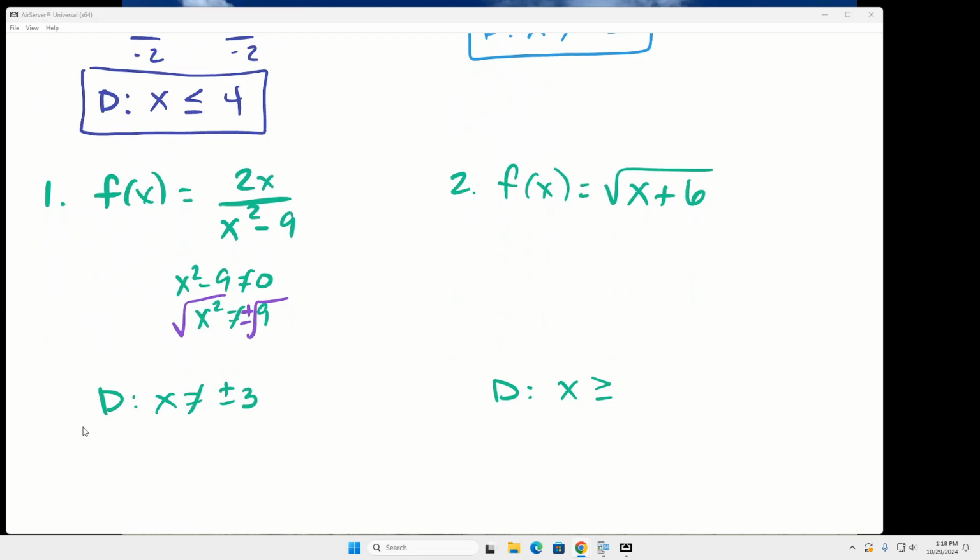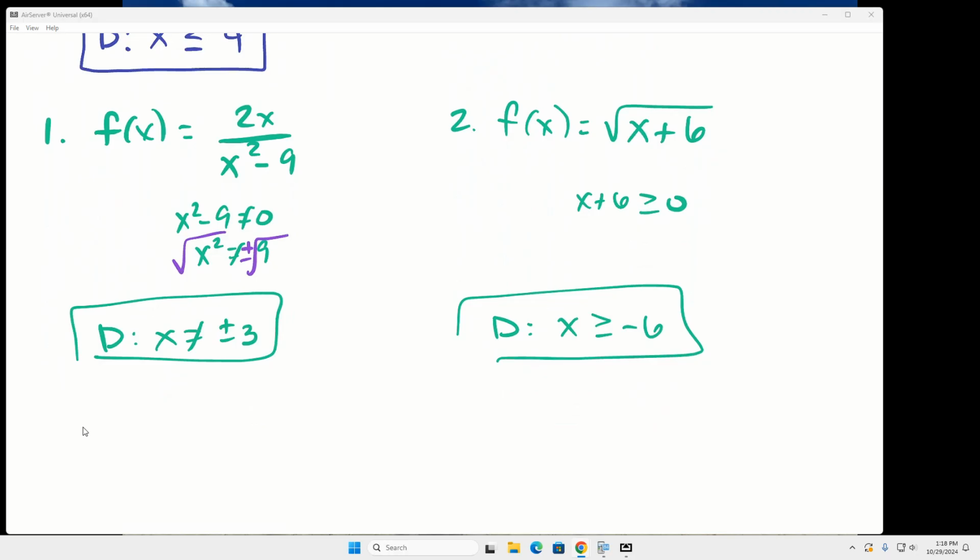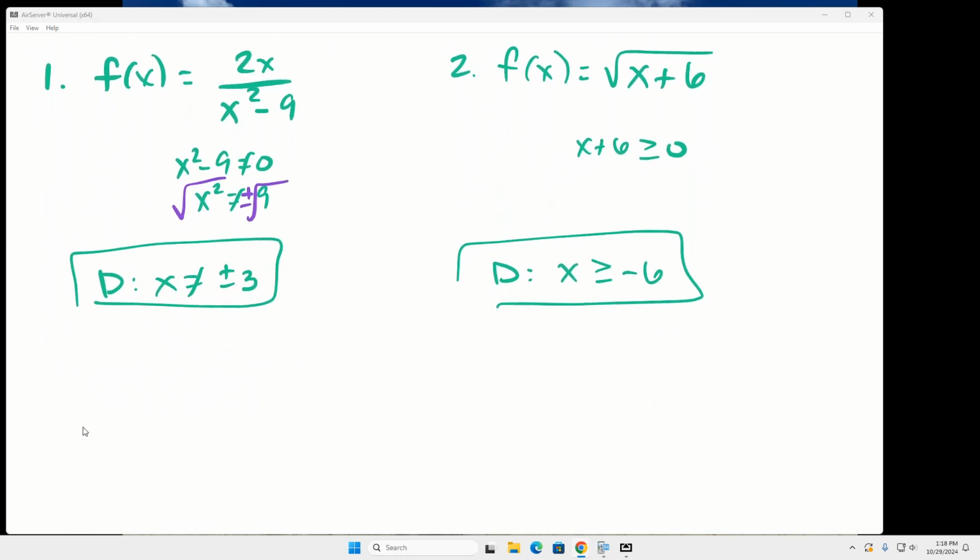And then what about number 2? What does x need to be greater than or equal to? Negative 6. All right, any questions on this? Okay, then after we talked about domain and range, and kind of at the same time, we also added, subtracted, multiplied, and divided functions. And so that is what the next question is. I'll let everybody get caught up with that one.